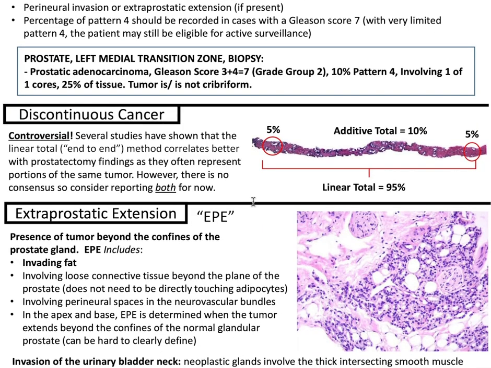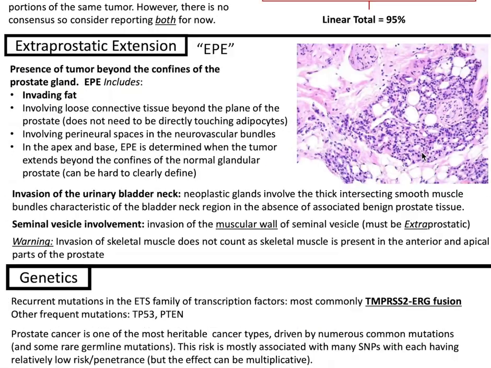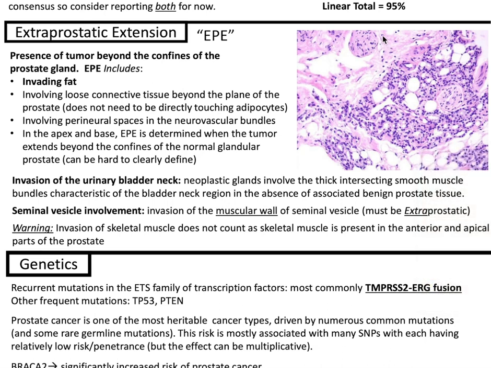Discontinuous cancer is controversial. Several studies have shown that the linear total end-to-end method correlates better with prostatectomy findings, as they often represent portions of the same tumor. However, there's no consensus, so consider reporting both for now. Extraprostatic extension, EPE, is the presence of tumor beyond the confines of the prostate gland, and it includes invading fat. But you don't necessarily need fat to call it EPE, because it can be when it involves loose connective tissue beyond the plane of the prostate, or when it involves perineural spaces in the neurovascular bundles. And in the apex and base, EPE is determined when the tumor extends beyond the confines of the normal glandular prostate. That can sometimes be hard to clearly define.